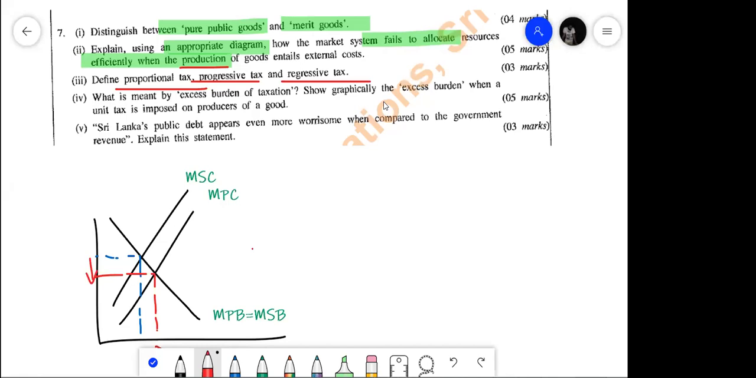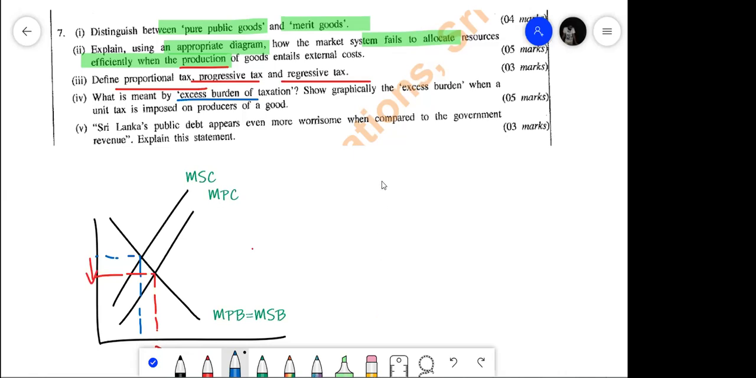Guys, what are they asking here? What is the question asking us? Exactly, the dead weight loss, right? This is the same thing that we learn in unit number 3. Whoever taught you sometimes would not have taught you excess tax burden in detail in unit number 8, because this is the same thing we talk about in detail in unit number 3, the dead weight loss part. So what is meant by this and how do you graphically show it?